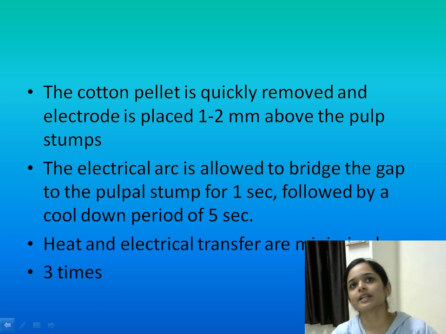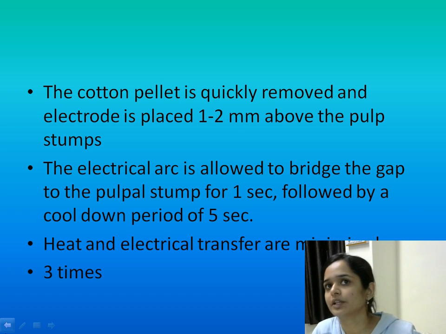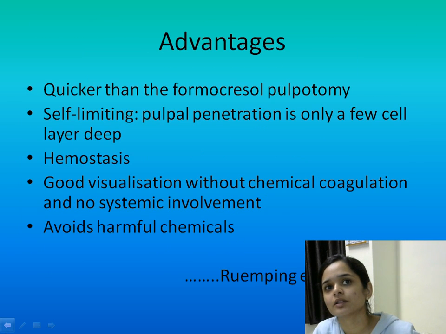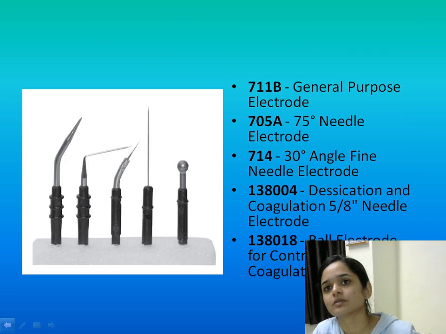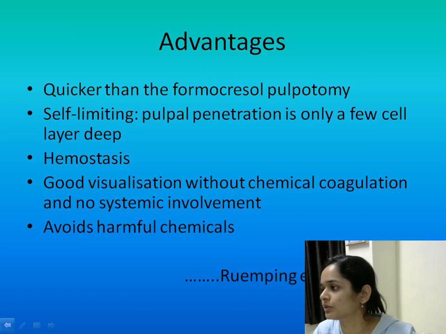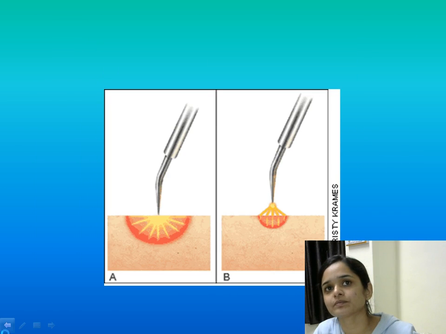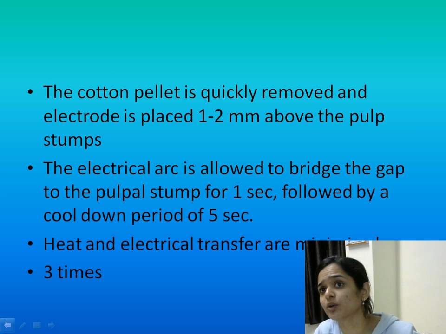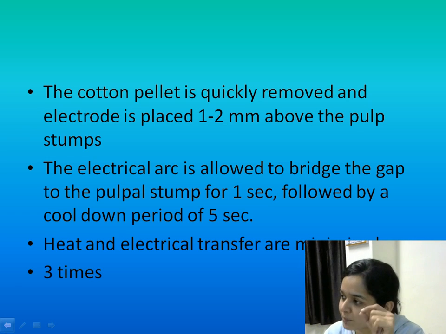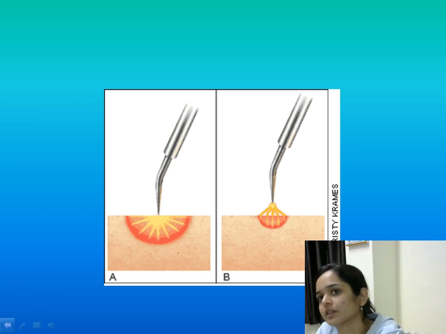The cotton pellet is quickly removed. Electrode is placed 1 to 2 mm above the pulp stumps. Now this author had used it by touching the pulp stumps, and now this author has used it keeping it 1 to 2 mm above the pulp stumps. But most of the literature tells that it should be kept above the pulp stump and an electrical arc, like in the latter figure, you can see an electrical arc is delivered.